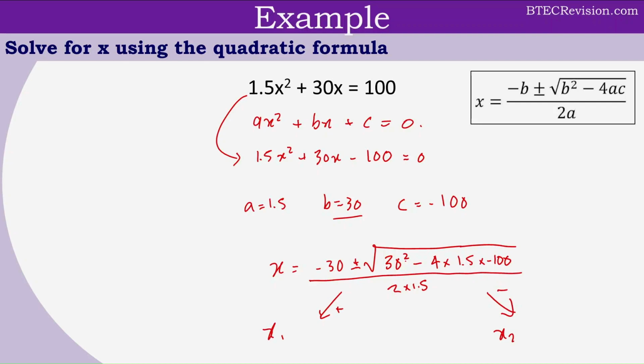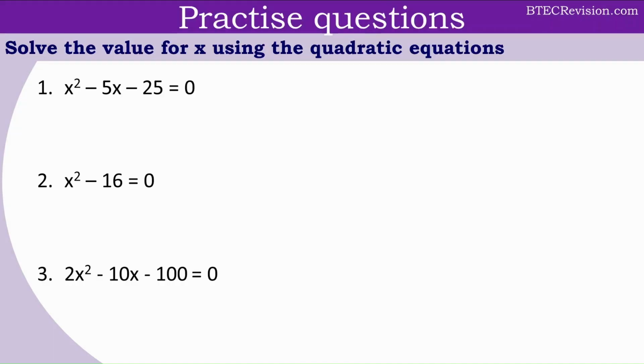Now, if we add the square root value, which is also known as the discriminant, this would give us negative 30 plus, simplifying that using the calculator, 10 root 15, all over 3. And for the negative value, that would give us negative 30 take away 10 root 15 all over 3. Now pause the video here and attempt these questions.